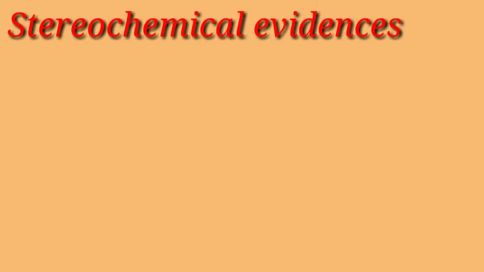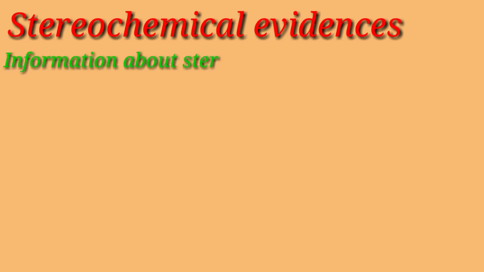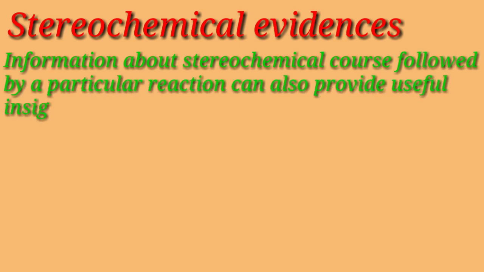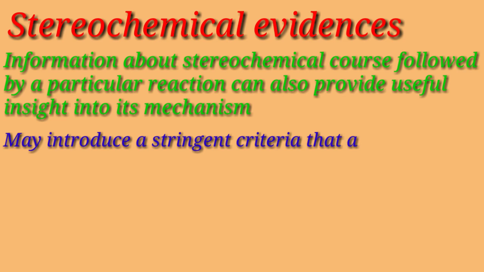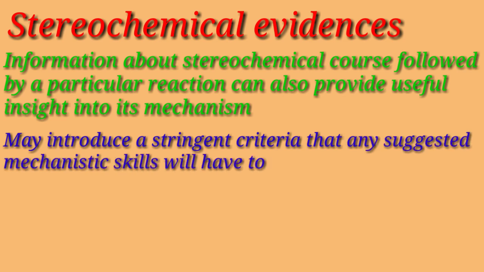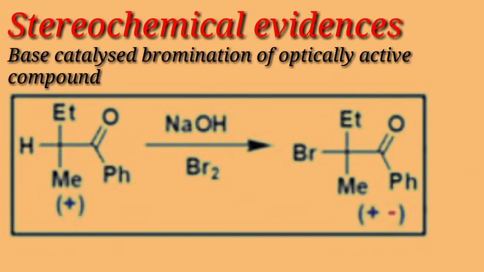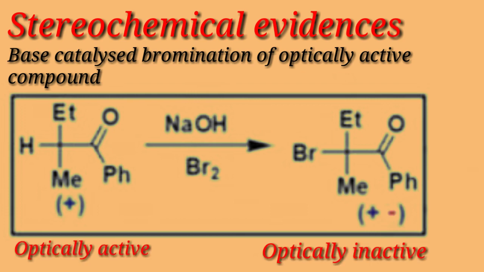Next is stereochemical evidences. Information about the stereochemical course followed by a particular reaction can also provide useful insight into its mechanism and may introduce stringent criteria that any suggested mechanistic scheme will have to meet.